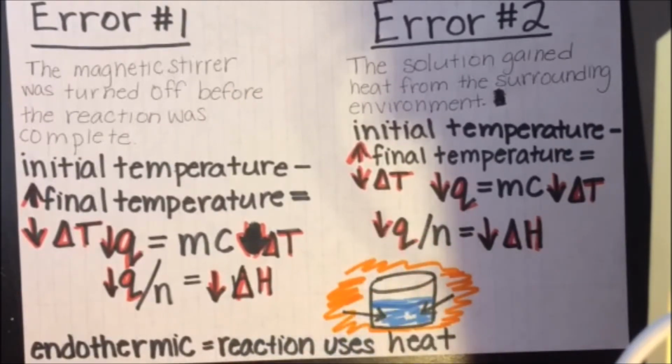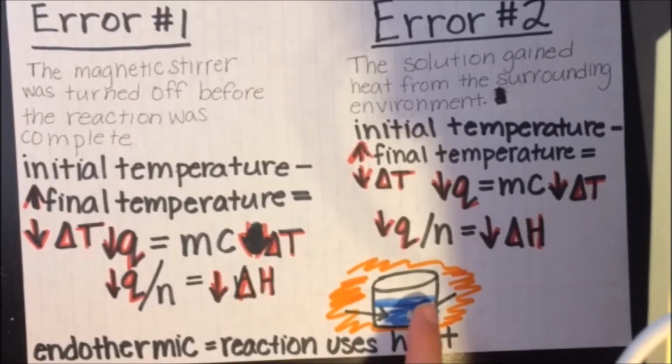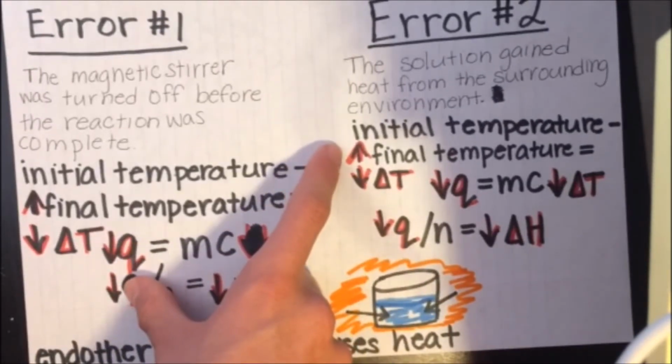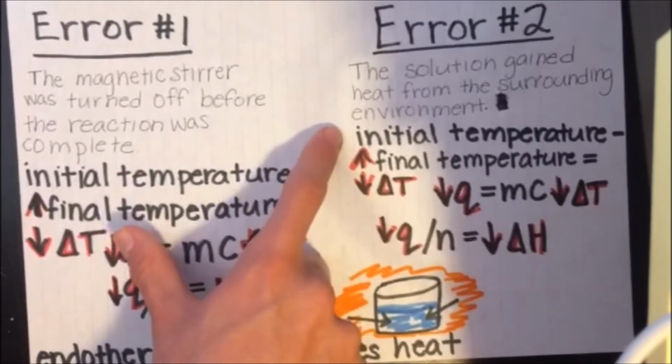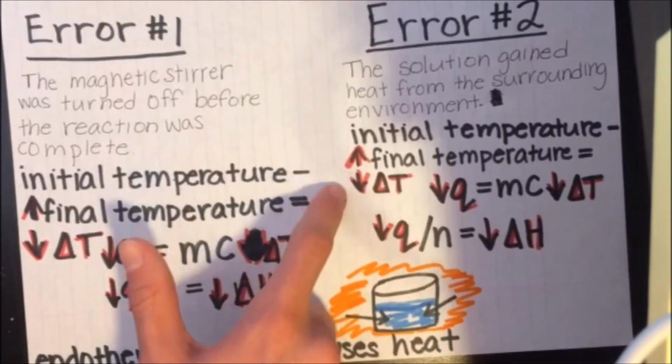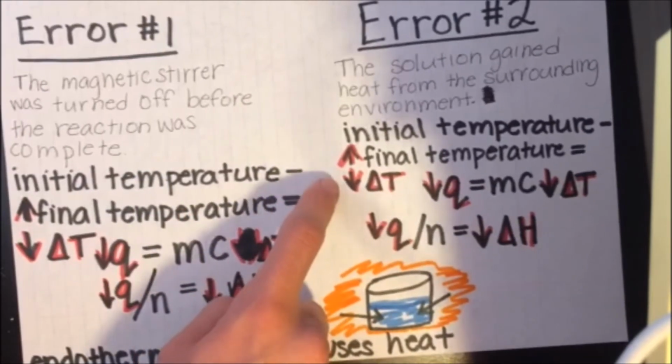surrounding environment. As heat flows from the warmer area to the cooler area, it is possible that heat from the surrounding flowed into the water in between the time when the reaction was completed and the final temperature was taken. This would result in a raised final temperature. Once again, using initial temperature minus final temperature, the raised final temperature results in a lowered change in temperature.